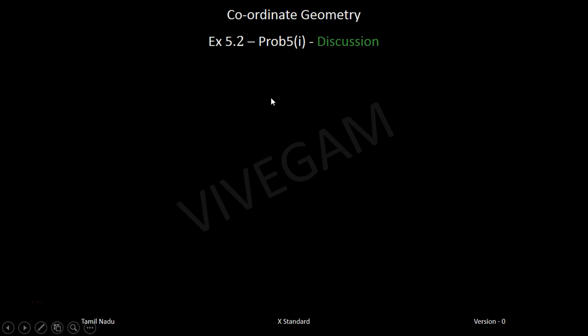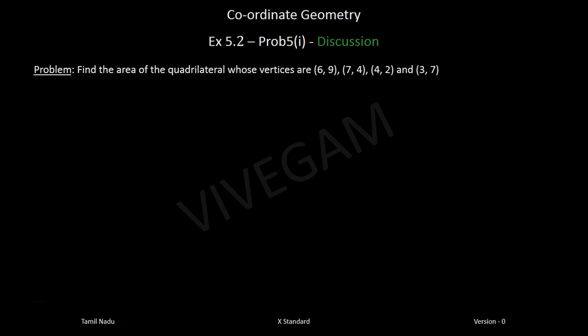Exercise 5.2, problem 5, division 1. Find the area of the quadrilateral whose vertices are (6, 9), (7, 4), (4, 2) and (3, 7).